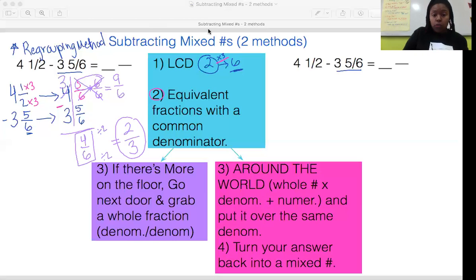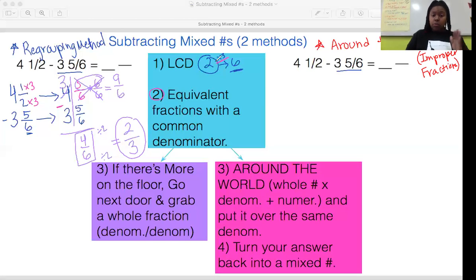Now we're going to switch over and show the other method, which is what I like to call, and my friends will know, "around the world." Around the world, and you'll see why in just a second. But just to be clear, this method does involve improper fractions, where all of the fractions are improper fractions. Okay, so I'm just going to note that on the side.